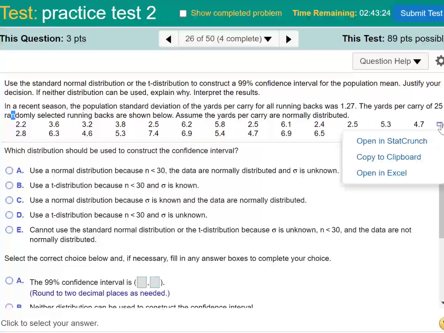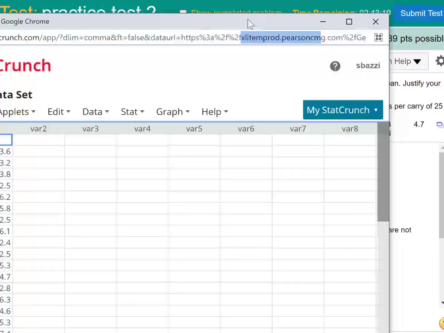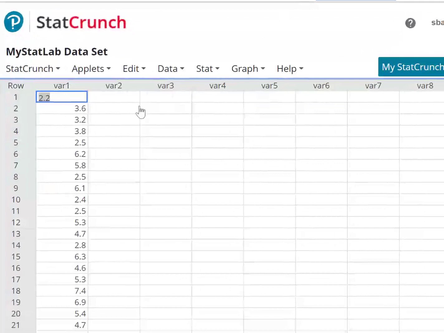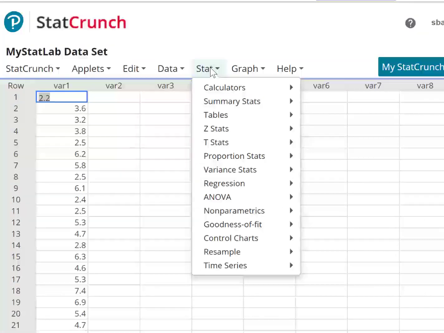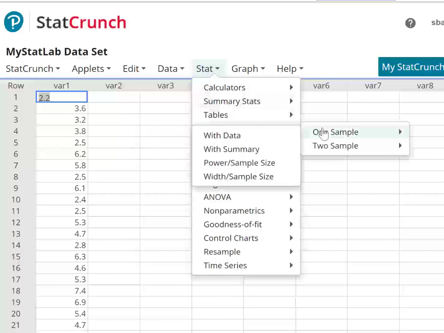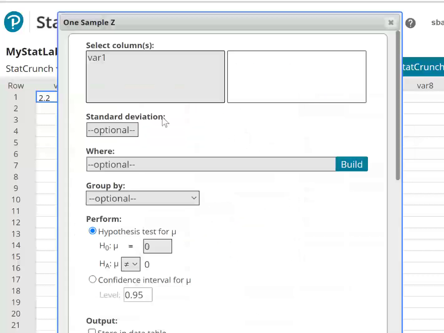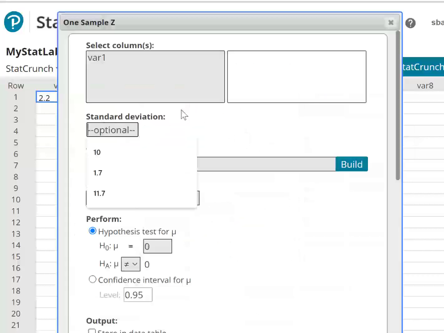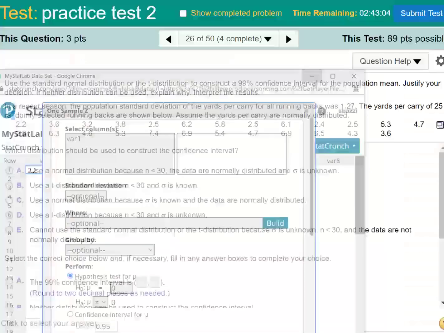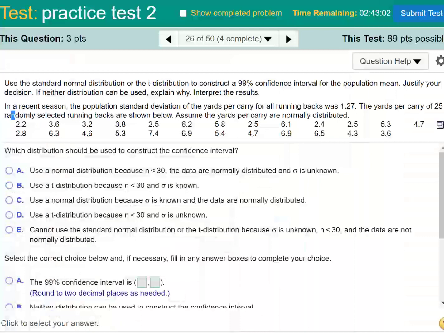But look how you can do this with StatCrunch. This is the data. You go to stat, Z stat, because he gave me sigma. One sample with data, and look, this is where you enter the value of the standard deviation. And what was the value of the standard deviation here? 1.27. Let me just get him back.